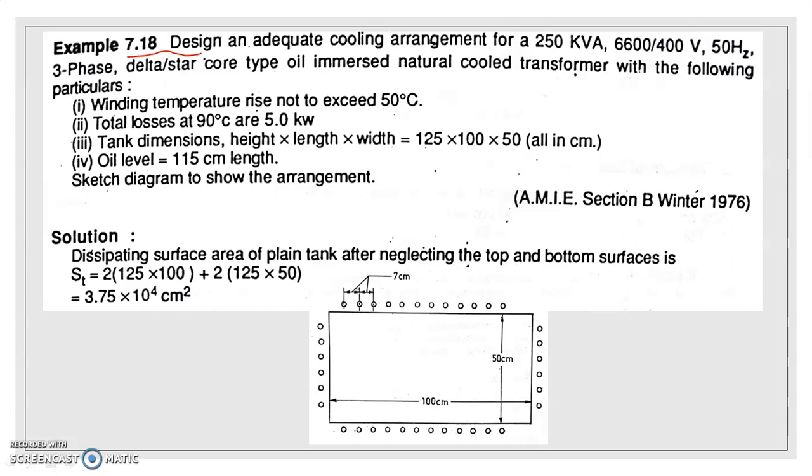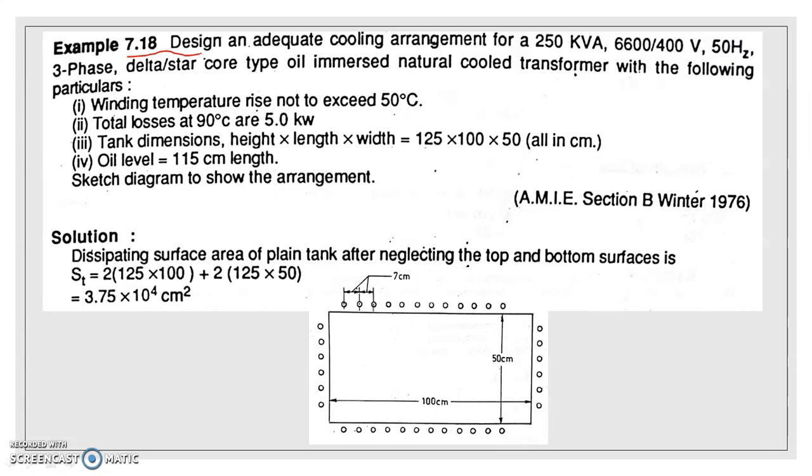It means the total losses are given, and the maximum temperature limit is also given, 50 degrees Celsius. The tank dimensions, height into length into width, are 125 by 100 by 50, all in centimeter. While solving this example, we have to calculate all the surfaces in centimeter and convert them into meter square. After that, the oil level is 115 centimeter. So the oil level is also given, and a sketch shows the diagram.